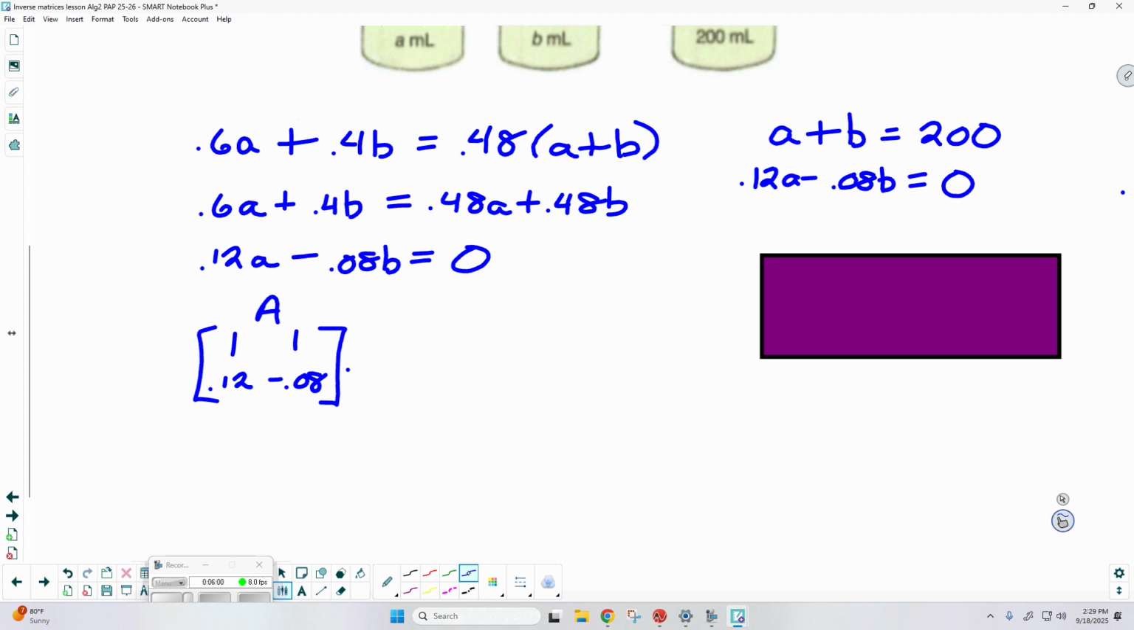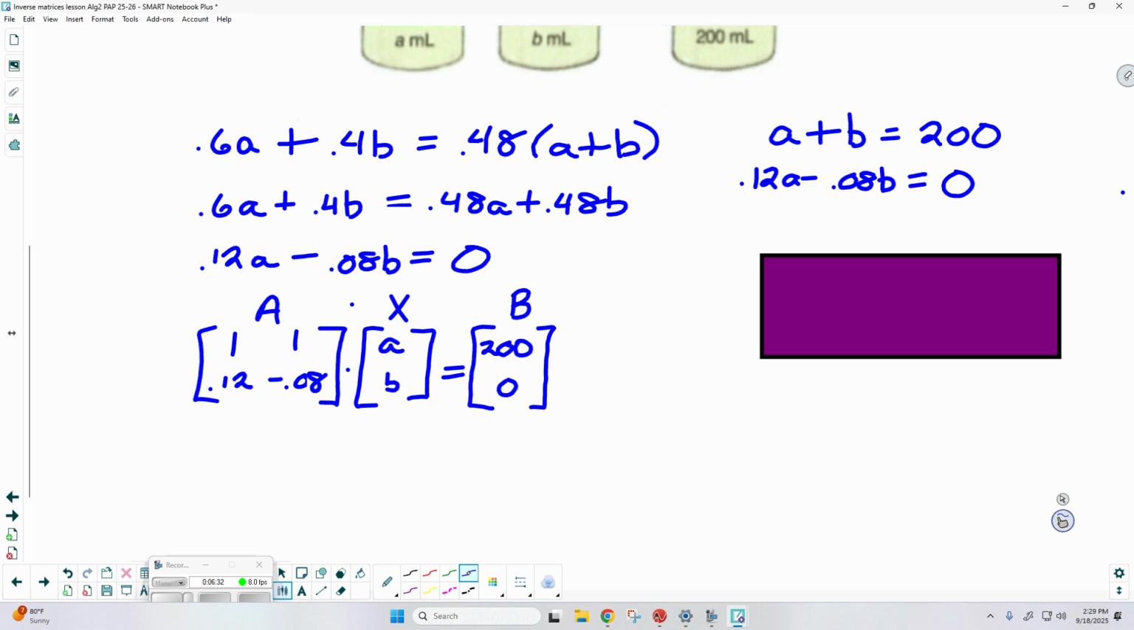Okay, remember this is matrix A. I'm going to multiply matrix A by matrix X, which is what we call the variable matrix. Well, we're trying to solve for A and B. Okay, so A and B. And I'm going to set this equal to matrix B, which we call my constant matrix. Okay. Well, what am I going to have here? Here we go, 200 and 0. There we go. So that's the matrix equation.